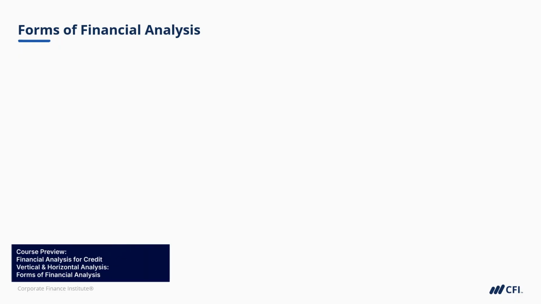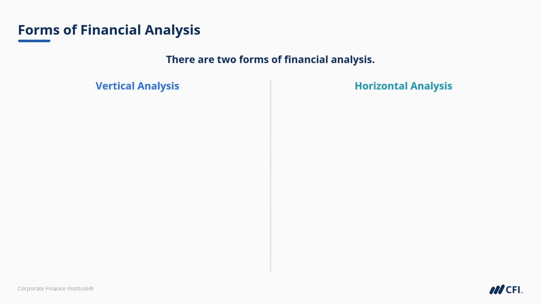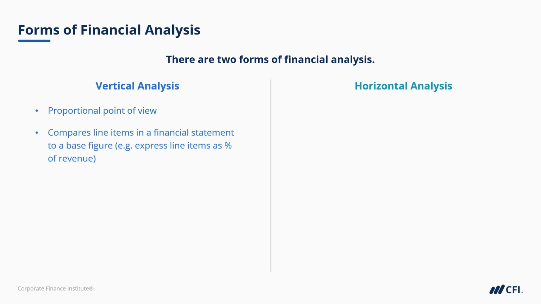So, how is ratio analysis done? Well, once we have a set of financial statements, we can perform different types of analysis, often in two forms, vertically and horizontally. Vertical analysis is done from a proportional point of view. Essentially, it compares line items in a single financial statement to a base figure. It's called vertical analysis because it's conducted from top to bottom of the financial statements, specifically using the income statement, the balance sheet, and the statement of cash flows, but all separately.